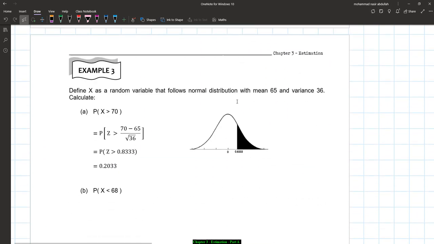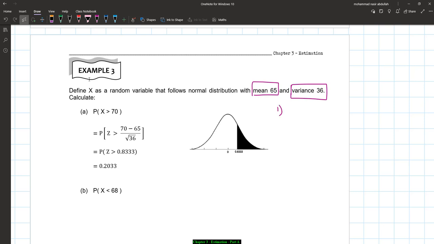So now let's move to example number 3. This is the application, but not really application. We just want to go step by step towards the real application, right? Now define x as a random variable that follows a normal distribution with mean equal to 65 and variance equal to 36. We want to find the probability of x more than 70. This is one of the examples.